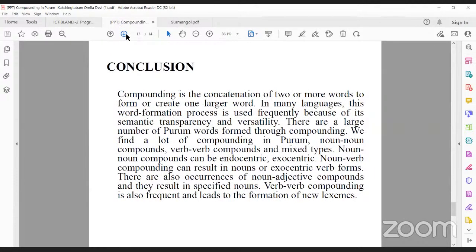Conclusion. Compounding is the concatenation of two or more words to form or create one larger word. In many languages, this word formation process is used frequently because of its semantic transparency and versatility. There are a large number of Purum words formed through compounding. We find a lot of compounding in Purum: noun-noun compounds, verb-verb compounds, and mixed types. Noun-noun compounds can be endocentric, exocentric. Noun-verb compounding can result in nouns or exocentric verb forms. There are also occurrences of noun-adjective compounds, and they result in specified nouns. Verb-verb compounding is also frequent and leads to the formation of new lexemes.